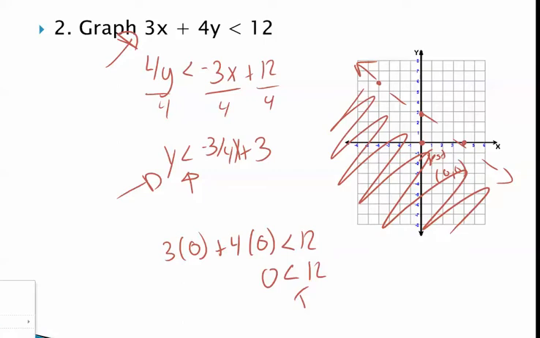Now, what I want to point out is that once we get it into slope-intercept form, meaning that y is listed first, as you can see here, and then it's mx plus b, the sign can tell you what way to shade. So since that is less than, we shade below the line. If it was a greater than symbol, we would shade above it.